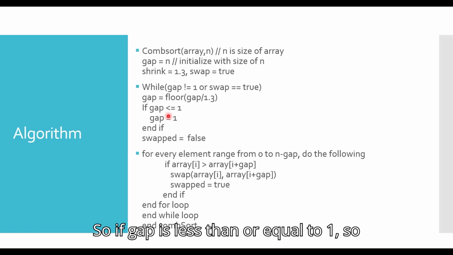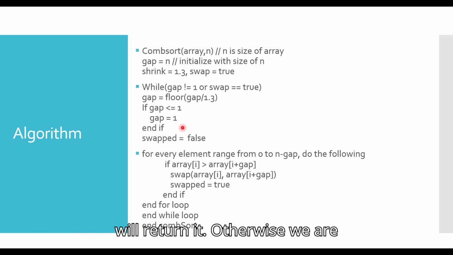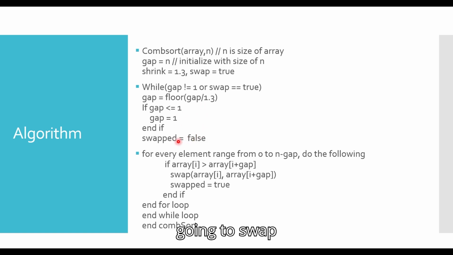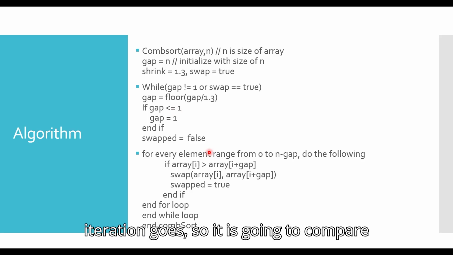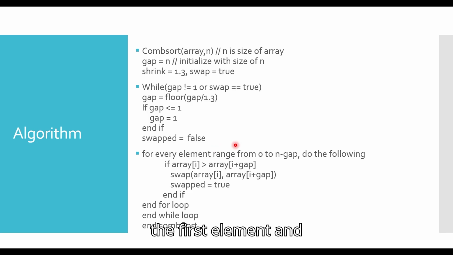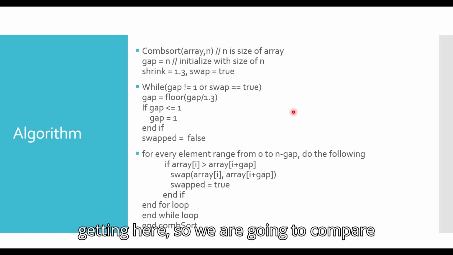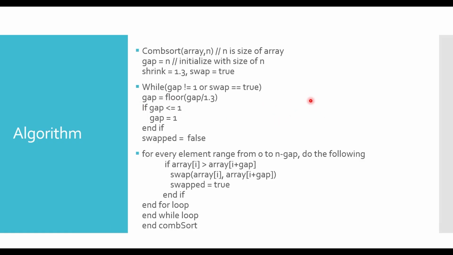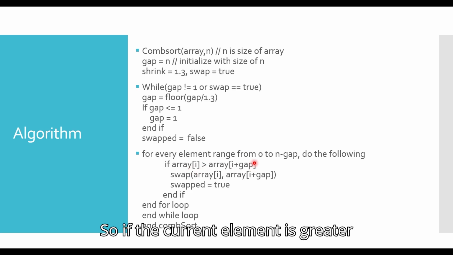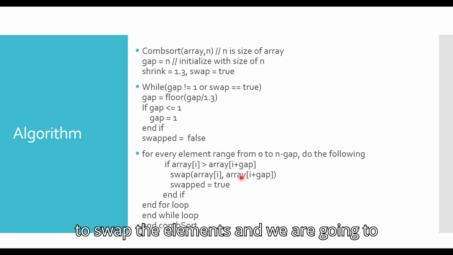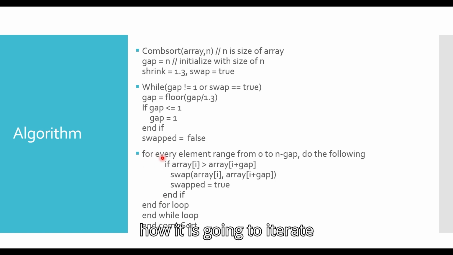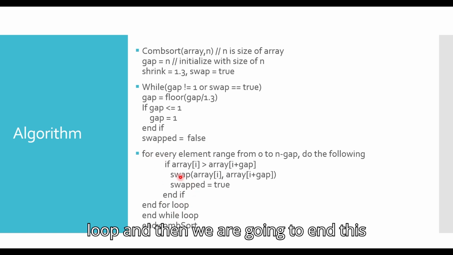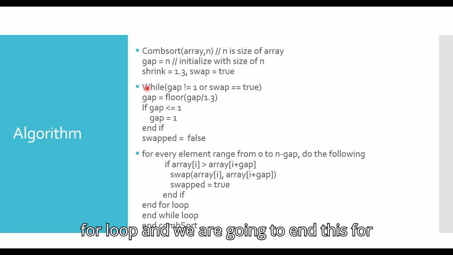If the gap is less than or equal to 1, we make the gap equal to 1. Otherwise, we're going to swap. And now the iteration: how does the iteration go? It compares the first element with the element at whatever gap we are getting here. We compare the elements from that position. If the current element is greater than the gap element, we swap the elements and make that swap true, and that's how it iterates the loop. And then we end this for loop.